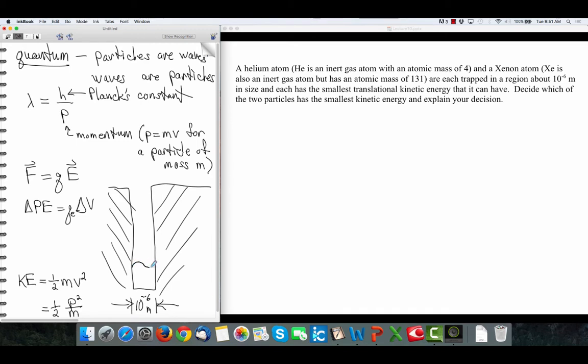One wavelength would look like that, but you know that it's possible to have a standing wave where there's only half a wavelength in that space. If there's only half a wavelength in that space, then the whole wavelength is twice that distance. So that's the longest wavelength you can get. Which particle has that wavelength?